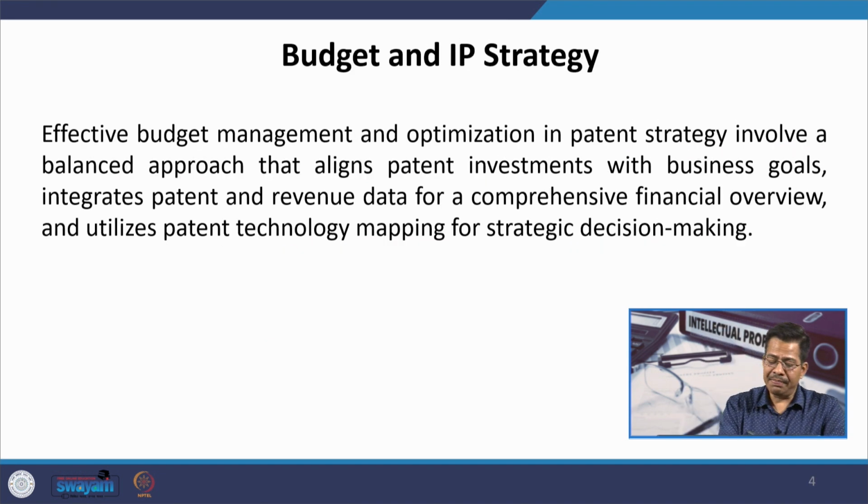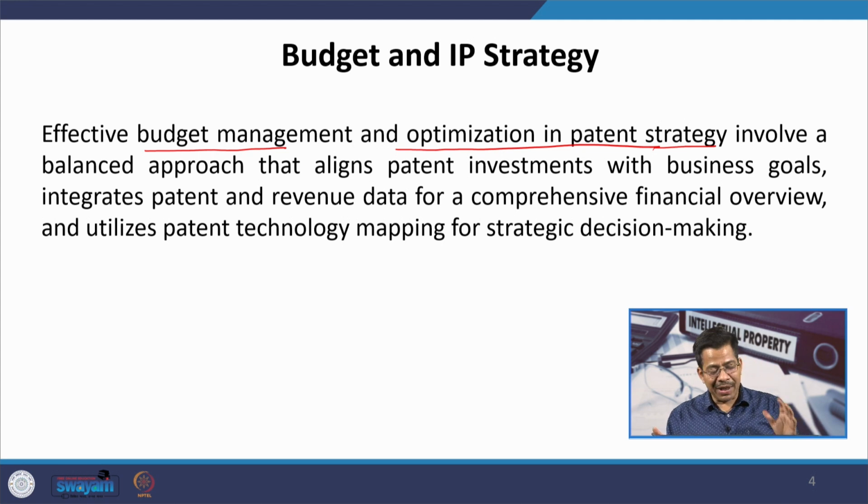Effective budget management and optimization in patent strategy, both these things are required. Effective budget management will only happen when you have an optimized patent strategy. Otherwise, as I discussed in my earlier sessions, we can keep filing more and more patents without bothering whether the patent is actually useful or not. So, optimization in patent strategy: not all patents are always useful. Please remember this point, that we have to be very selective with respect to our business objectives, the trend of the market, and how technology is moving in the future. All these things help you in optimizing your patent strategy.